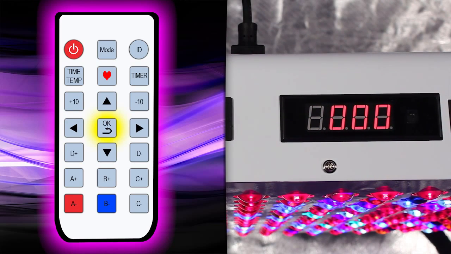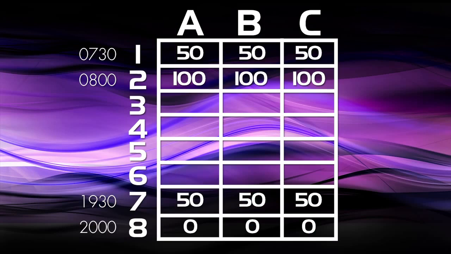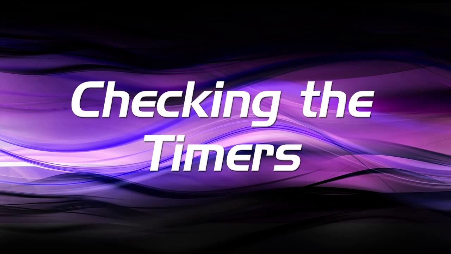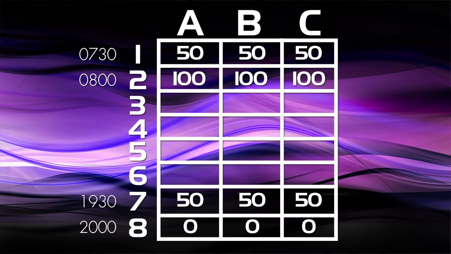Then I push OK to save again. Now we've created a function of our kind LED grow light where all 3 sets of diodes are going to turn to 0 power or off at 8 p.m., 2000 hours every day. The last thing we're going to go through is how to double check that your timers are all set the way that you want them.